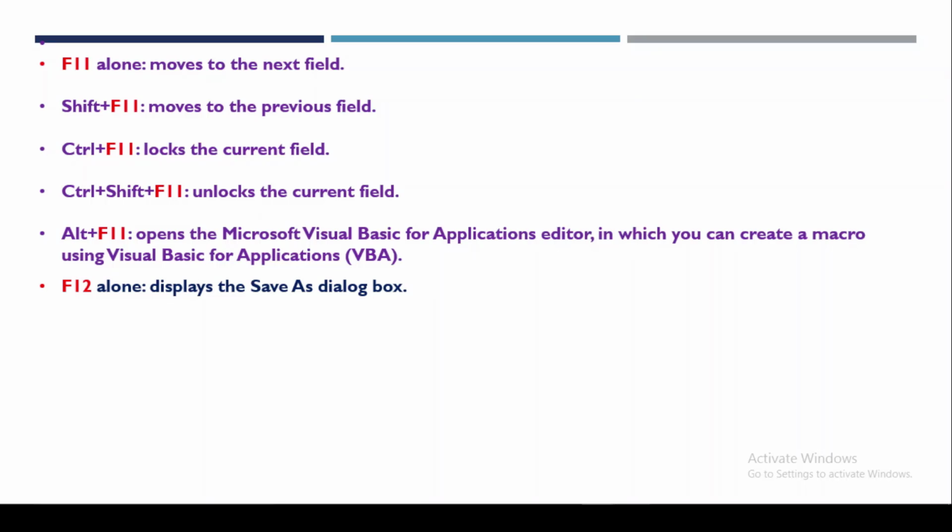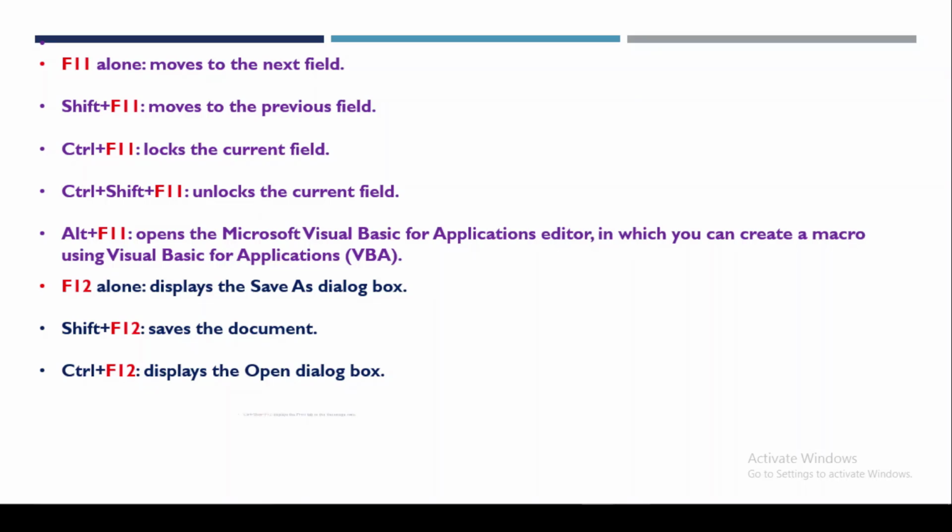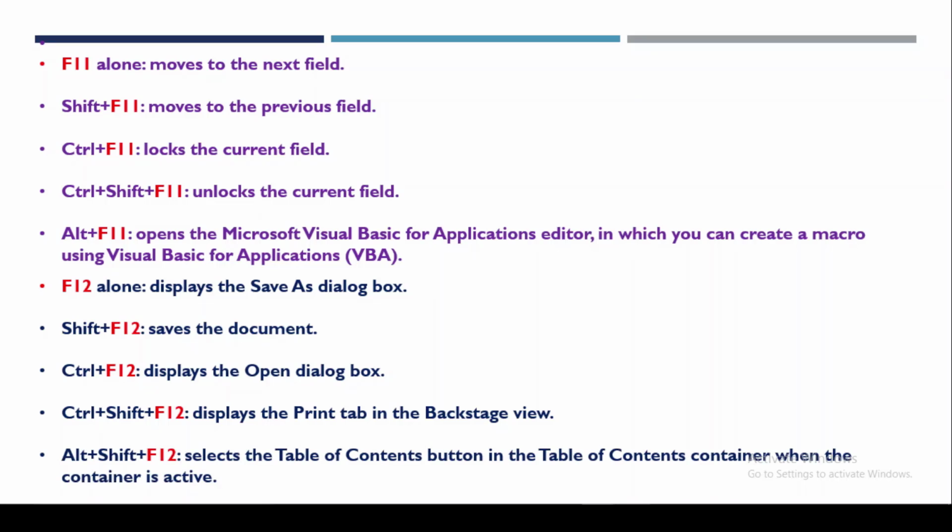Now, have a look at F12. F12 alone displays the Save As dialog box. Shift plus F12 saves the document. Control plus F12 displays the Open dialog box. Control plus Shift plus F12 displays the Print tab in the Backstage view. Alt plus Shift plus F12 selects the Table of Contents button in the Table of Contents container when the container is active.